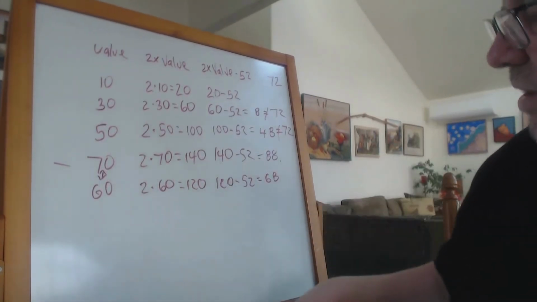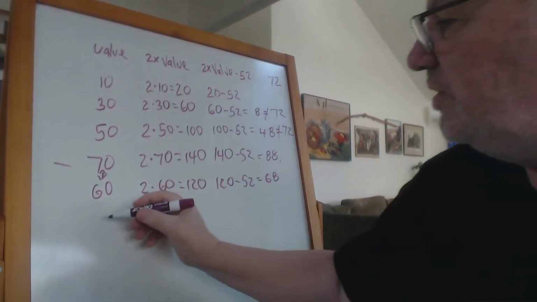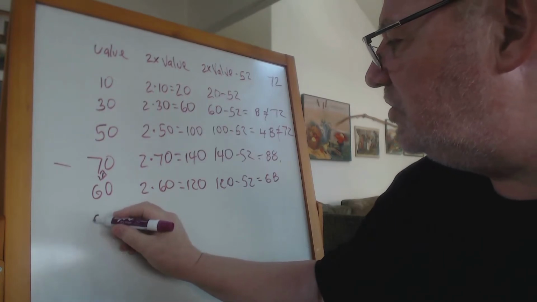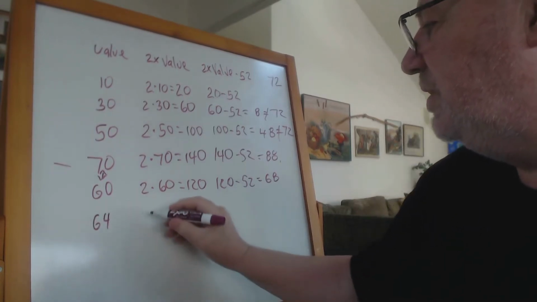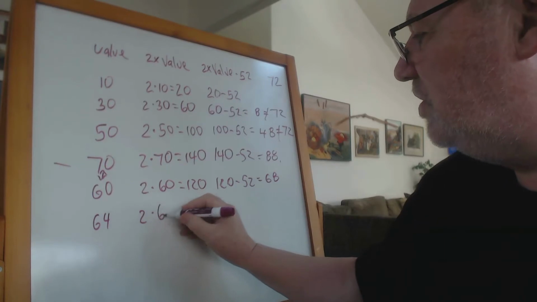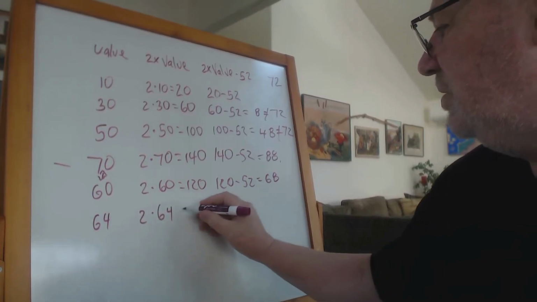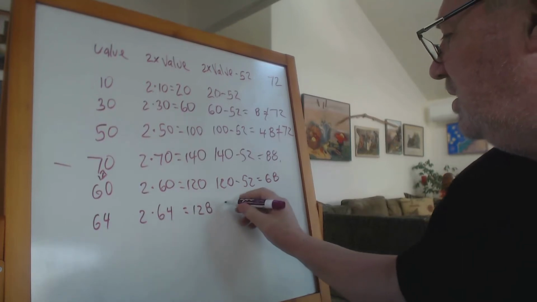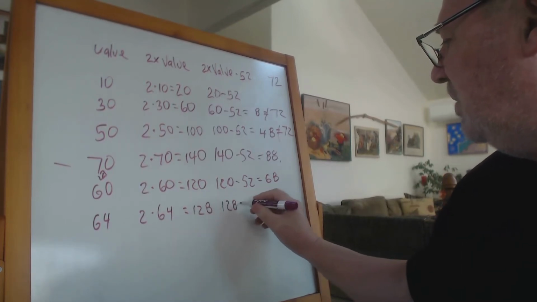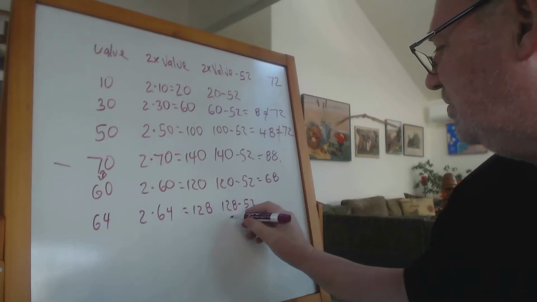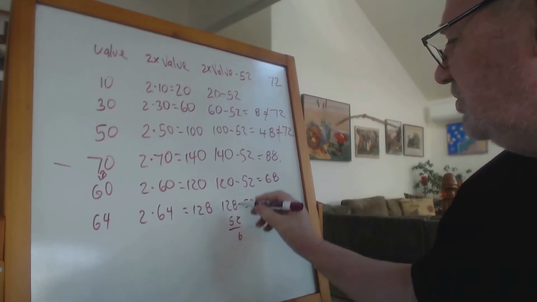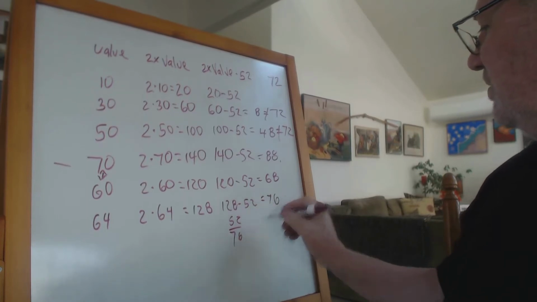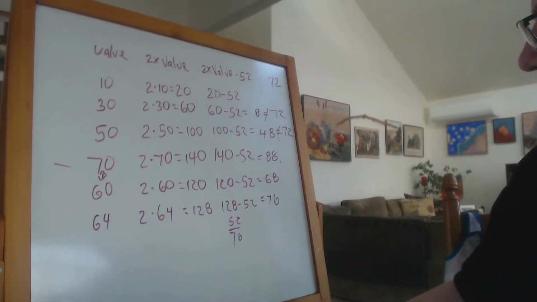We're not using algebra. We're guessing, and it's taking us a long time. So let's say 64. 2 times 64 is equal to 128, and 128 minus 52 is 76. That's too big. Still too big. So 64 is too big.